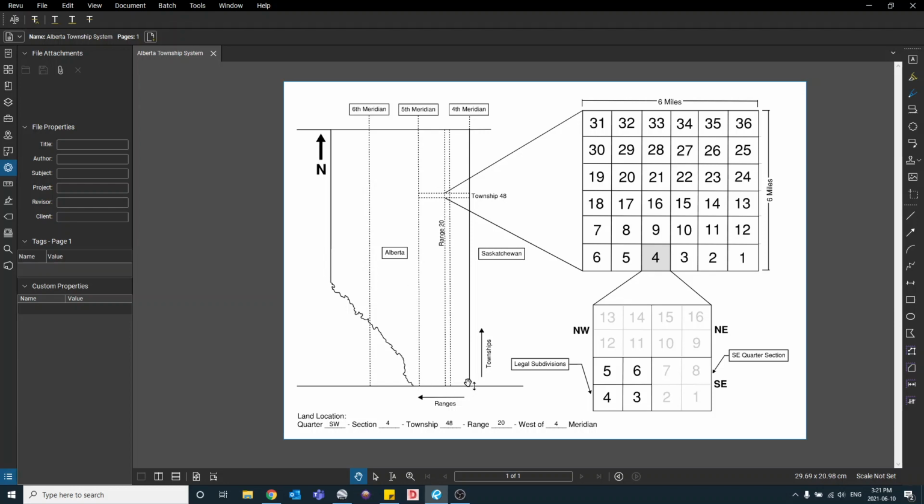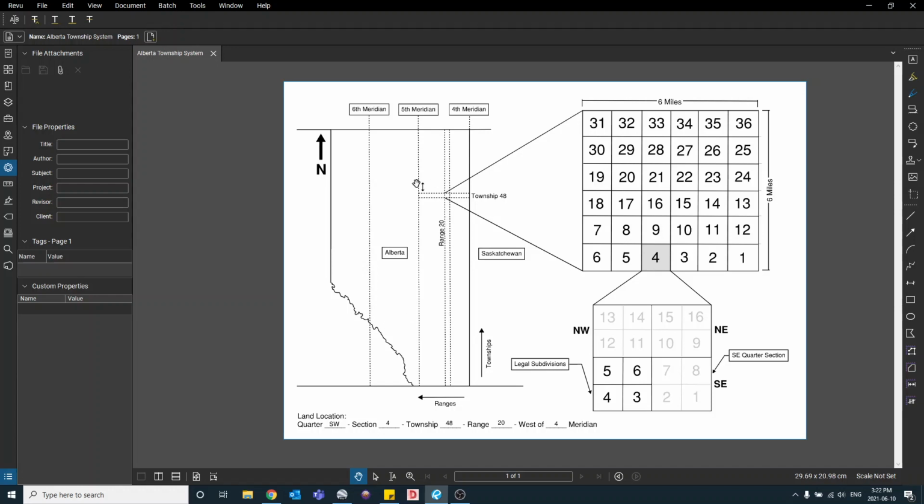Townships increase from the parallels, their baselines. So the townships increase from the American border here, and they go up to the border with the Northwest Territories in Alberta. With ranges, we have meridians meeting our ranges as we go from east to west. So you might have range 1 in the corner here and range 30 in this corner. They restart once you cross over the next meridian. So you'll also have range 1 down here and range 30 over here.